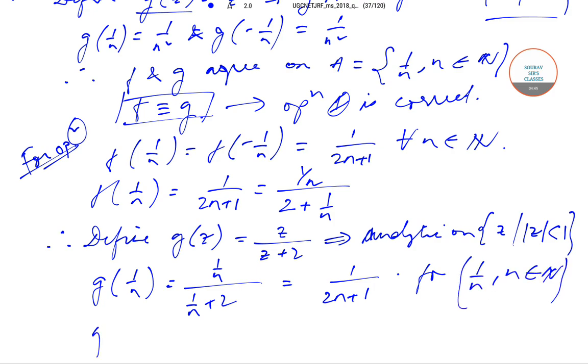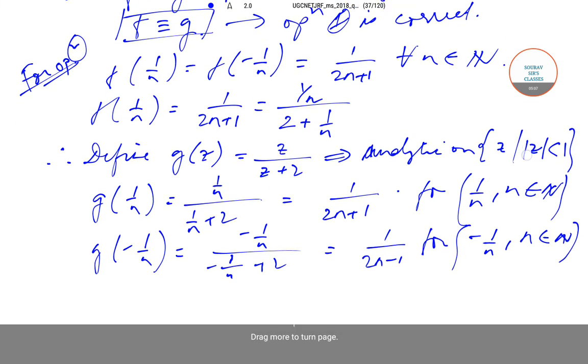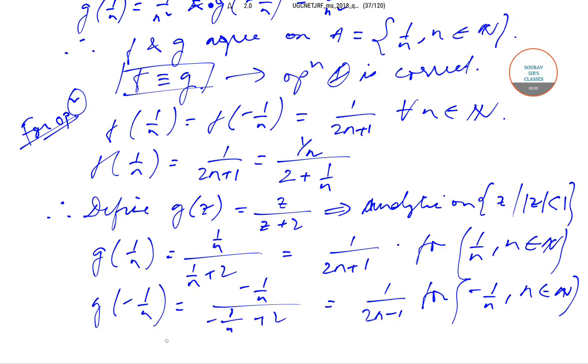Let us find it for g of minus 1 by n. So g of minus 1 by n will be equal to minus of 1 by n by (minus of 1 by n plus 2), and this will be equal to 1 by (2n minus 1) for minus of 1 by n, when n belongs to the set of natural numbers. So as you can see, g of 1 by n is not equal to g of minus 1 by n.